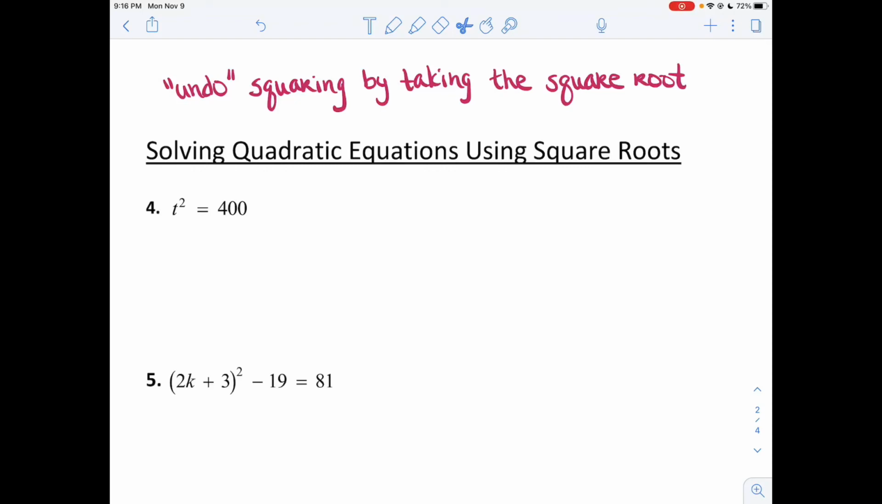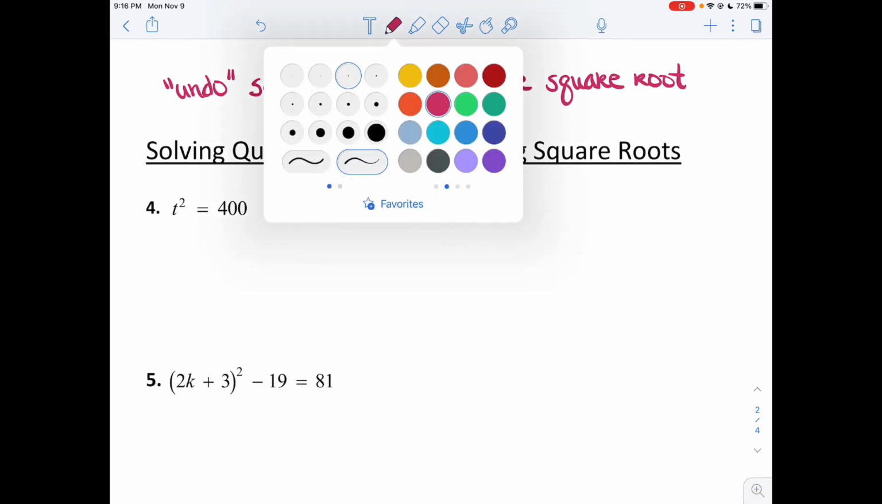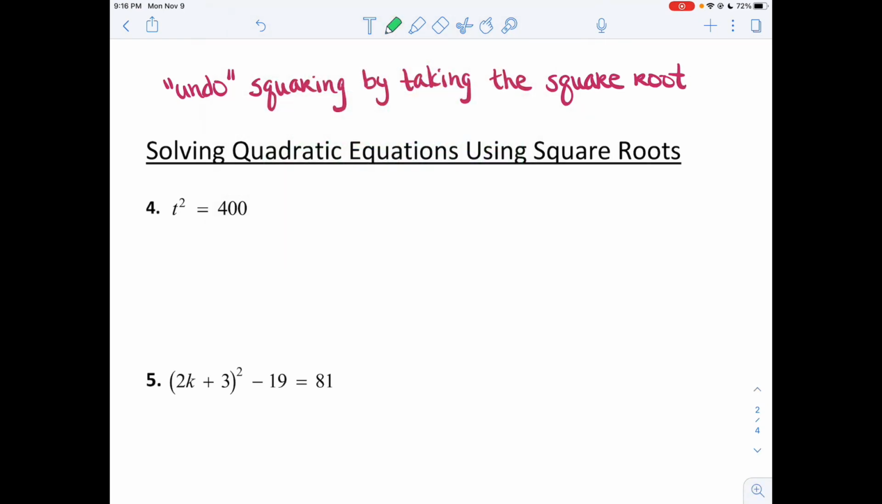Now we are going to talk about solving quadratic equations using square roots. So basically what we're doing is we're undoing squaring by taking the square root, because squaring and taking the square root are opposite operations, just like adding and subtracting are opposites, just like multiplying and dividing are opposites.